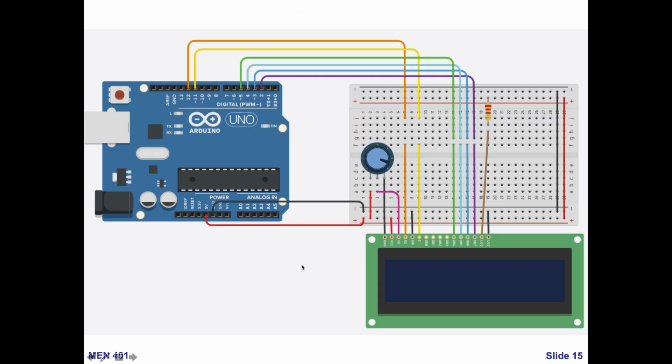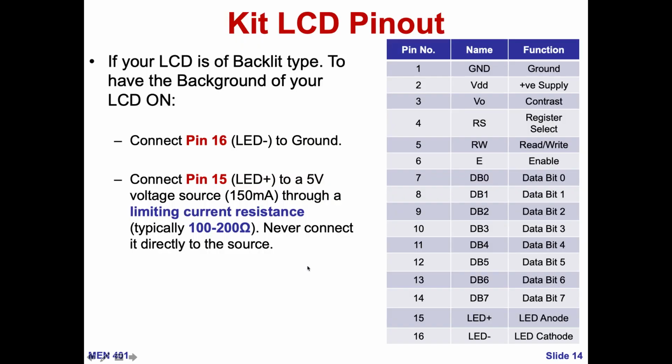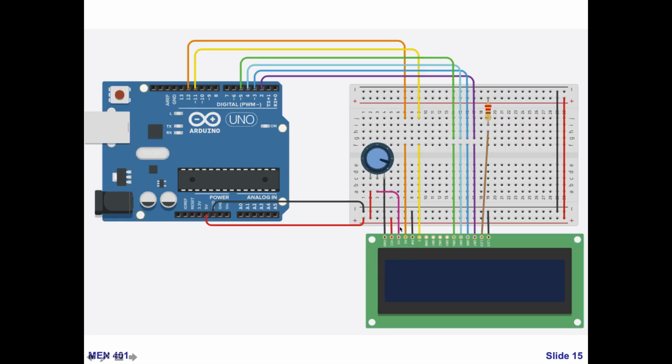The next slide will show you how the LCD is connected to an Arduino. Okay, as you can see, this is ground. This is plus VCC. This is for the contrast, connected to a voltage divider by a potentiometer. Typically 1K to 500 ohm is a good potentiometer.